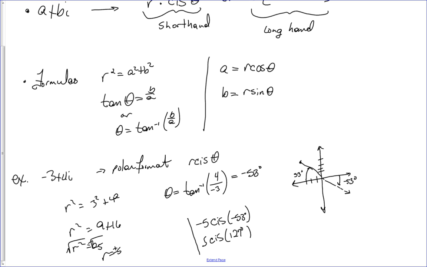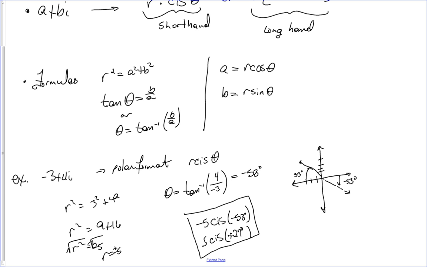So both of these right here, and of course there are 2 more ways to write this, because remember there are 4 ways to represent a point in polar format. And that's what we're doing, representing a point in polar format. Both of these correctly represent that point right there, negative 3 plus 4i. You can either use negative 5 CIS of negative 53 or 5 CIS of 127. Okay?